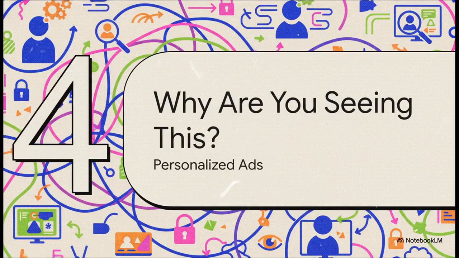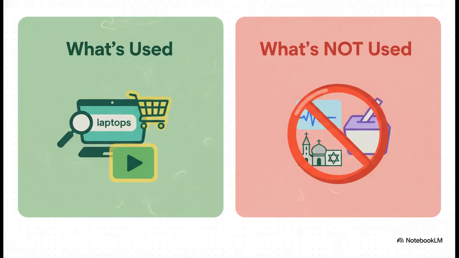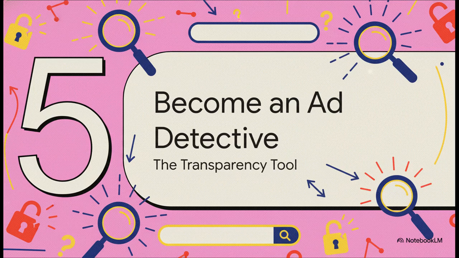Okay, so we know who is behind the ad, and we know they have to follow the rules. But the next big question is, why are you seeing it? Let's talk about personalized ads. And this is a really, really important distinction to get. Google will use your general activity, like if you've been searching for laptops, to show you ads that are actually relevant to you. But, and this is a huge but, it has a hard line it will never cross. It absolutely does not use your sensitive personal information, like your religion, your health conditions, or your political beliefs, to target ads.